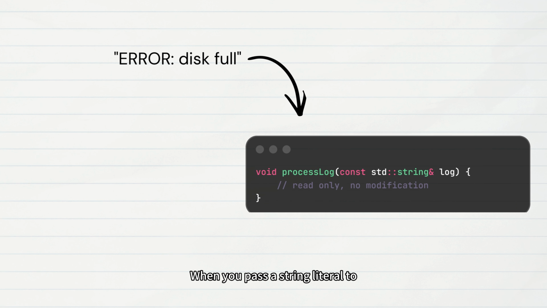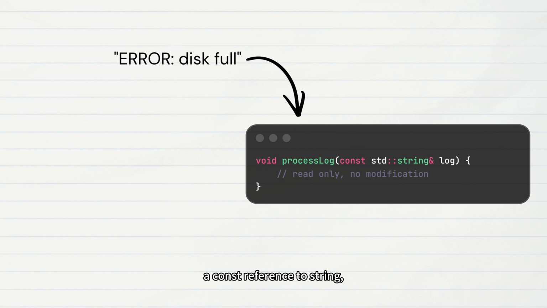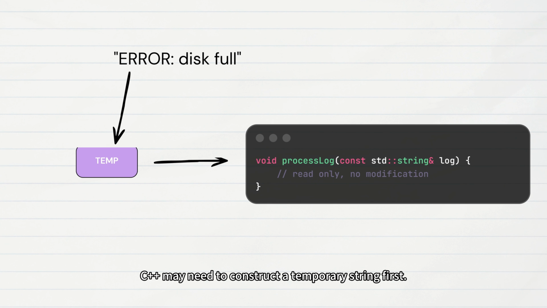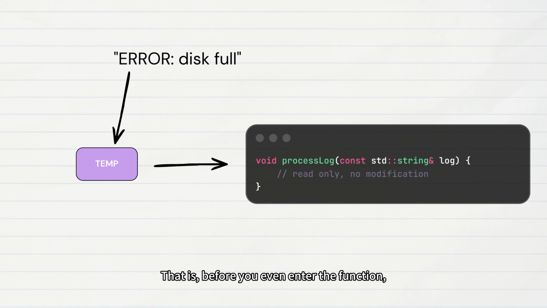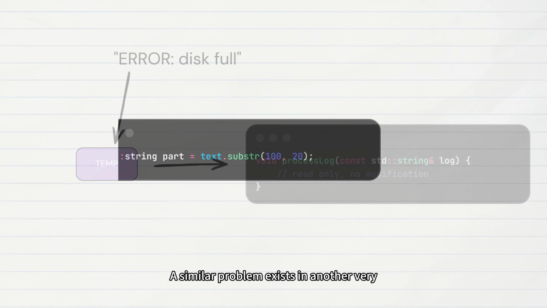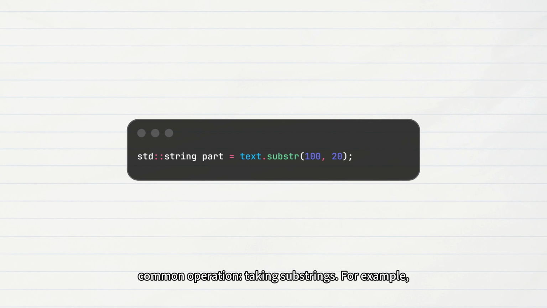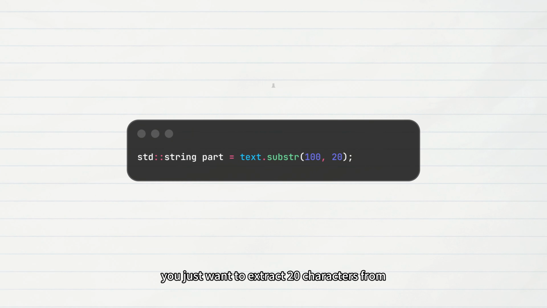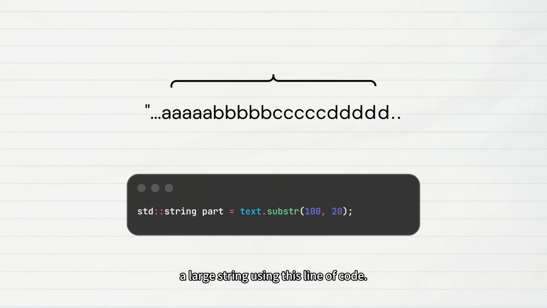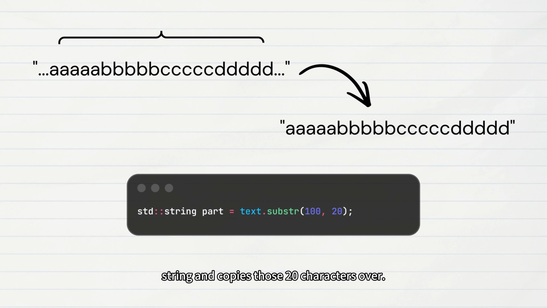When you pass a string literal to a const reference to string, C++ may need to construct a temporary string first. That is, before you even enter the function, the string may have already been converted, constructed, and may have incurred additional memory operations. A similar problem exists in another very common operation, taking substrings. For example, you just want to extract 20 characters from a large string using this line of code, but the substr function creates a new string and copies those 20 characters over.